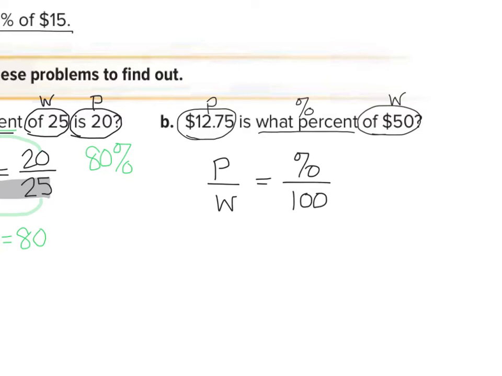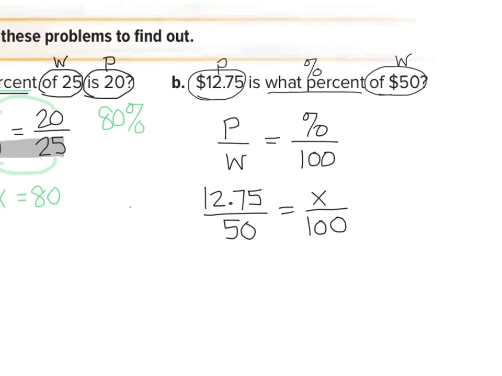Where the P is located at, we're going to put $12.75. And the whole is $50, so we're going to put $50 on the bottom as the denominator. And then over here for the percent, we don't know the percent, so you can put your variable there over 100. And there you've got your proportion set up correctly.